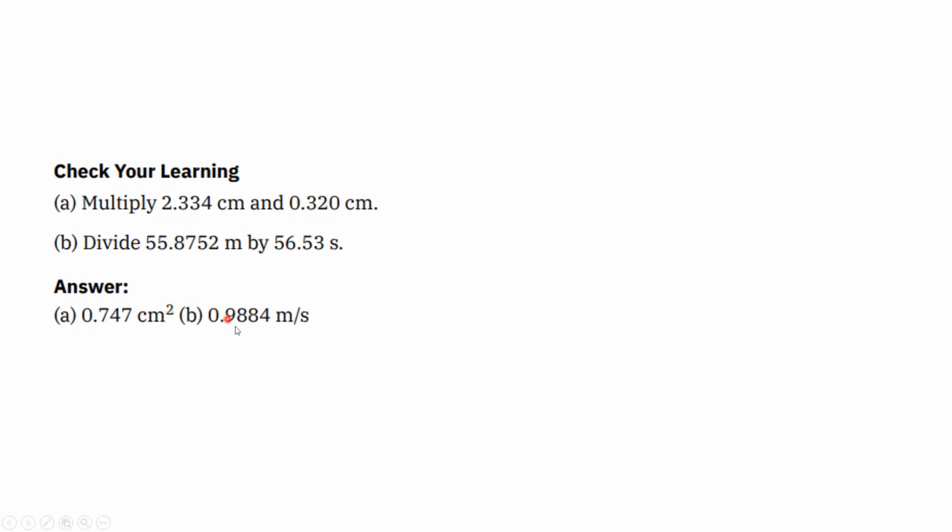And then with the second one, we've got 6 significant figures here. We've got 4 of them in the time. So we're only going to have 4 in our final answer there. And then, again, we've got to divide the units. So meter divided by second, meters per second. This is just telling us a speed.